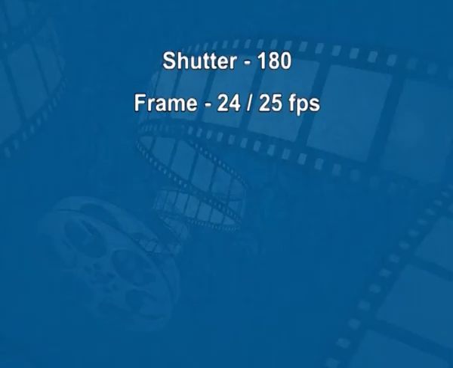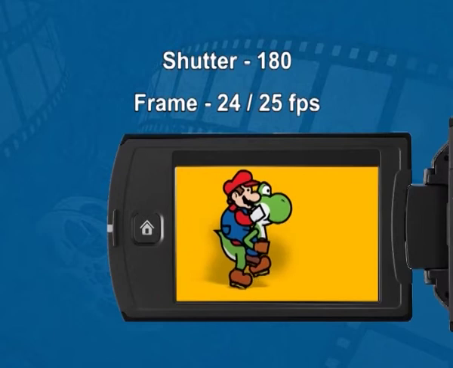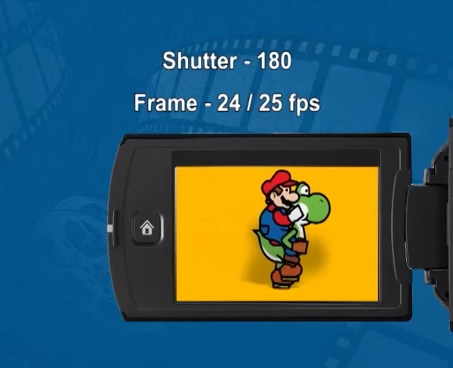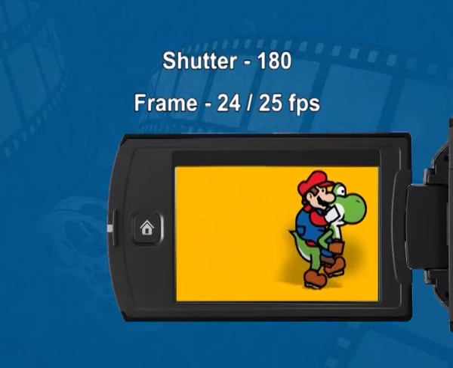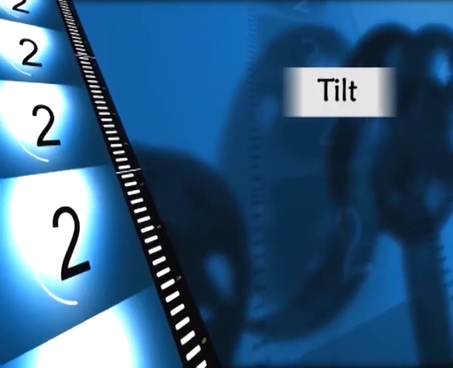But students, as a general rule of thumb, with a shutter opening of 180 degrees and a frame rate of 24 or 25 frames per second, it should take at least 3 to 5 seconds for an object to move from one side of the frame to the other side. Next, we will see tilt.